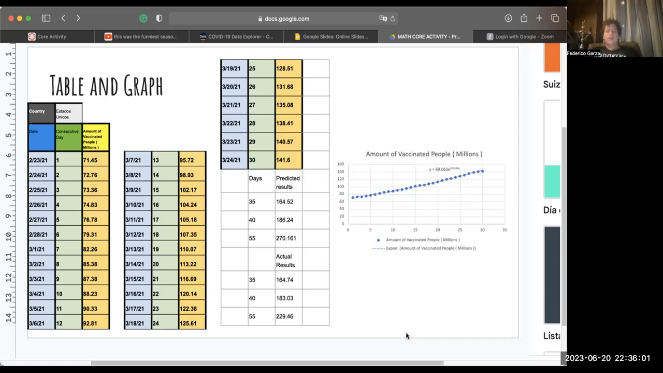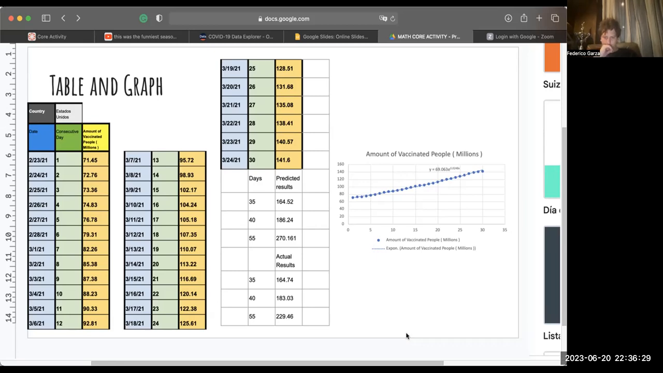What he meant by the predicted results is that the equation we got, which is y equals 69.063e to the power of 0.0248x. In the x, you put the number of days, and that's what it means by predicted results and actual results.